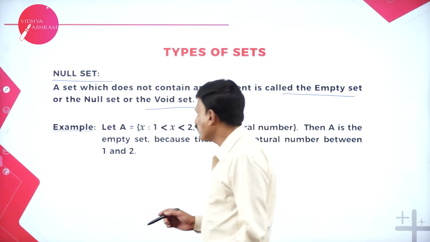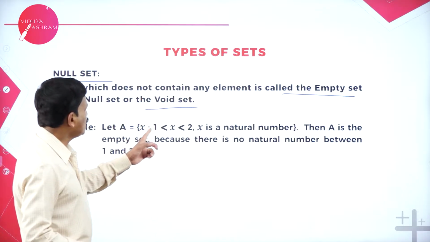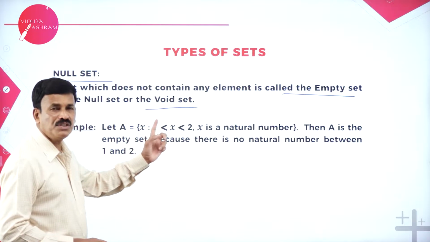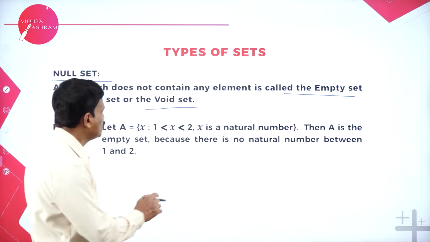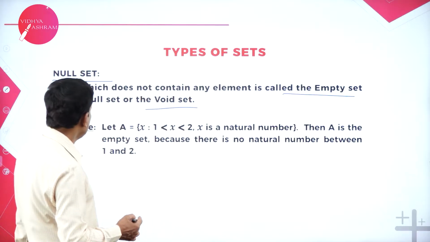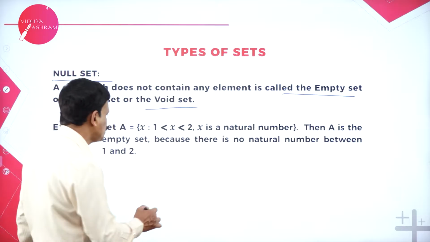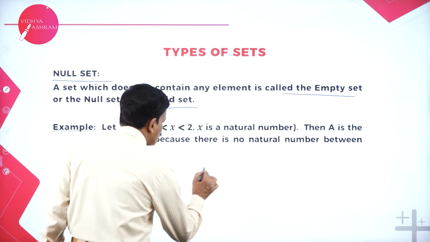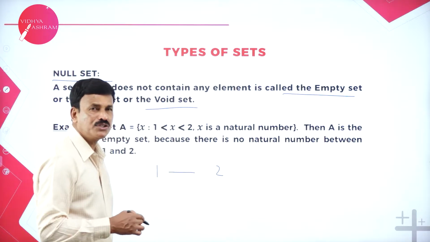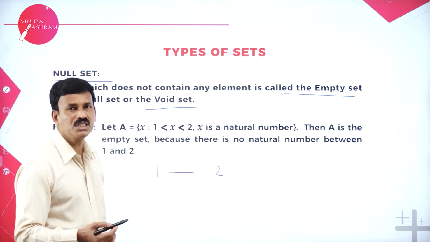Now, let us consider an example: A is the set of x such that 1 < x < 2, that means a value in between 1 and 2. What is the condition? x is a natural number. Then A is an empty set. See, the value which lies between 1 and 2. We won't get any natural number between 1 and 2. So, therefore, this is an example for a null set, an empty set.